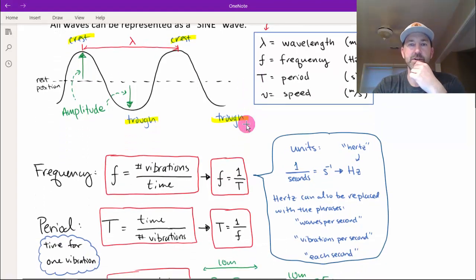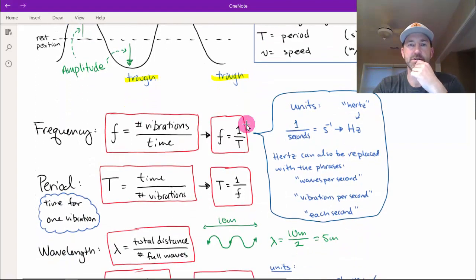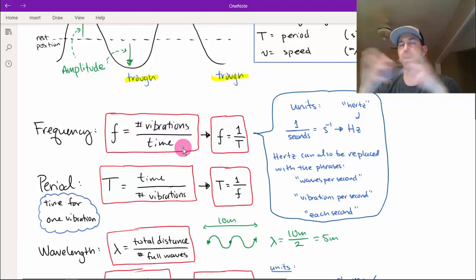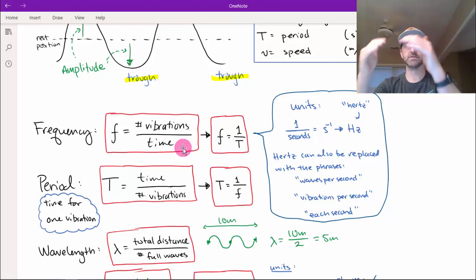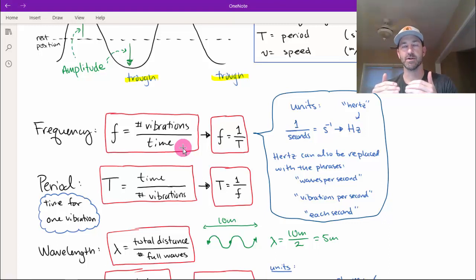Period and frequency are the next two things to take a look at here. Frequency and period are inverses of each other. They're flip-flops of each other. Frequency is the number of vibrations that occur per unit time. So if you were to count a bunch of waves going by and you look at a stopwatch and say, oh, that took 7 seconds, you could take the number of waves and divide it by the number of seconds that's gone by. That gives you your frequency.